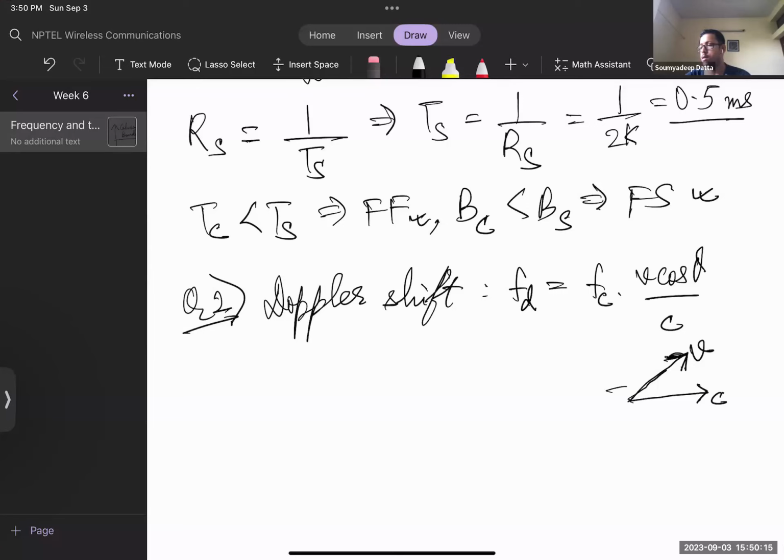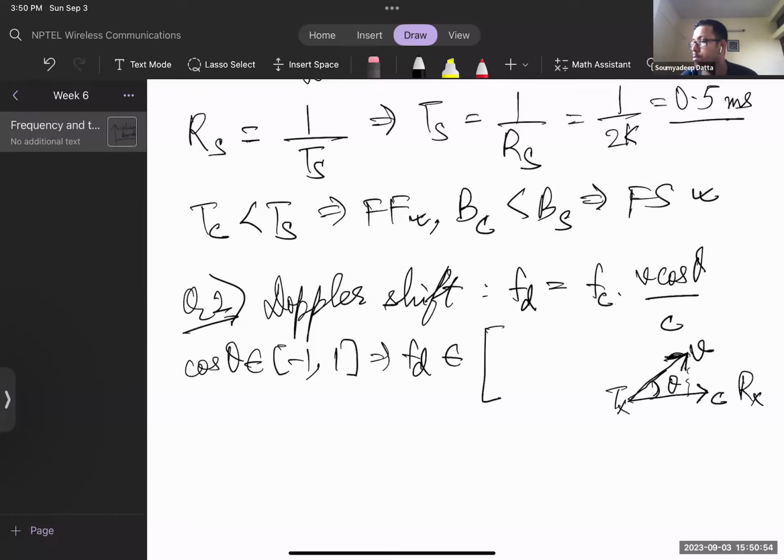So let's say this is Tx and this is Rx. You might be moving not in the same direction, but in various directions. So there is this angle theta, and we'll be looking at the component of the velocity in the direction of transmission. So cos theta belongs to the closed interval -1 to 1, which means that depending on the direction of movement, the Doppler shift will belong to the closed interval minus fc times v by c to fc times v by c, right?